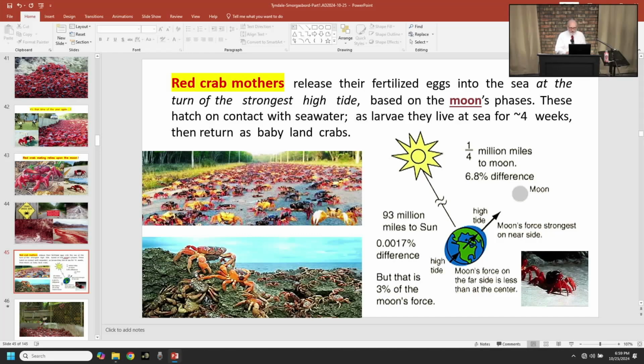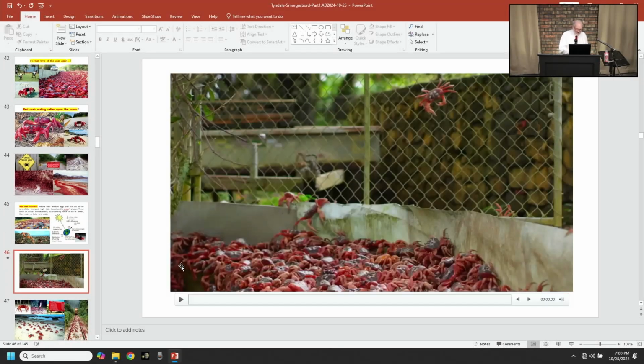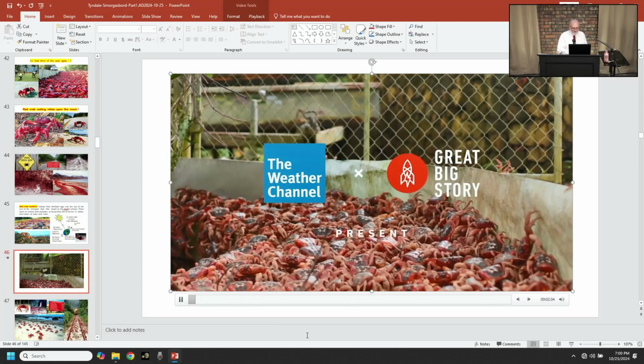The red crab mothers release their fertilized eggs into the sea at the turn of the strongest high tide, which is based on the moon's phases. These hatch on contact with seawater, and then as larvae, they live at sea for about 4 weeks. Okay, that's longer than I thought. So about 4 weeks. That's about a month. And then they return, they get washed back up on the beaches, and they crawl inland to the forests as baby land crabs.